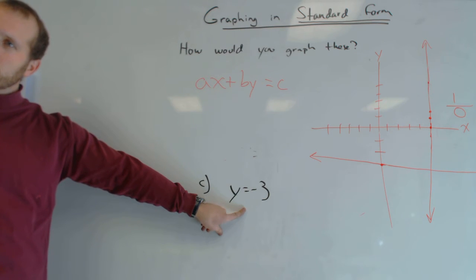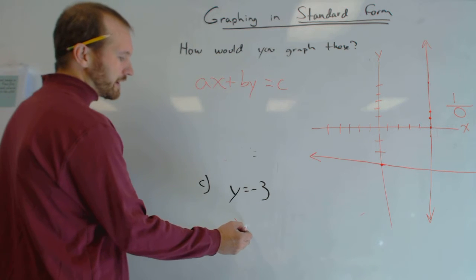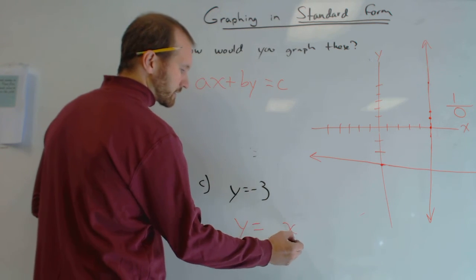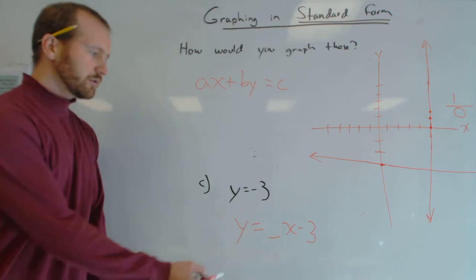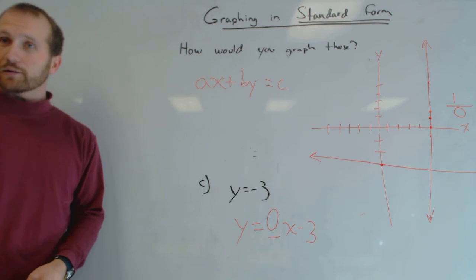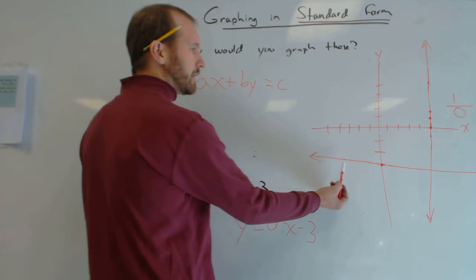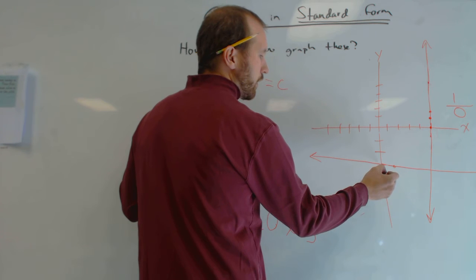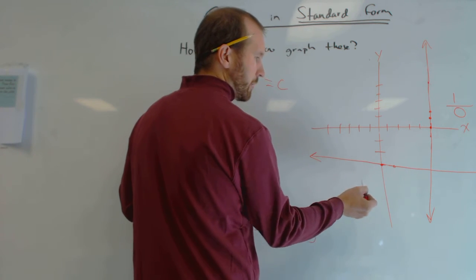What's the slope here? Let's think about it. If we were to write it in slope-intercept form, we would write y equals something x minus 3. What's in front of x? 0. So what is our slope? 0. The slope of this line is 0. Think about what we do to get from one point to the other. We go over 1, but how many did we go up?